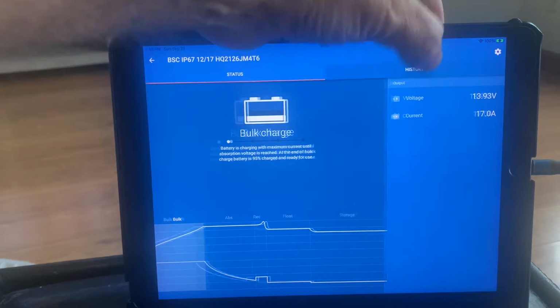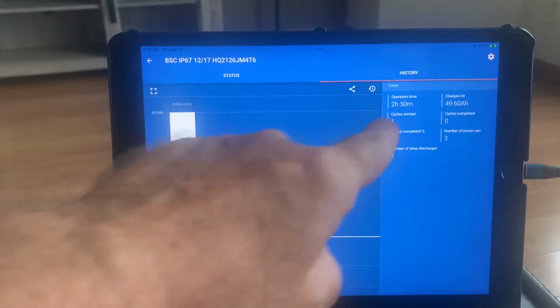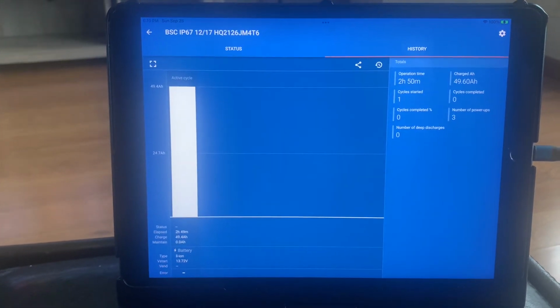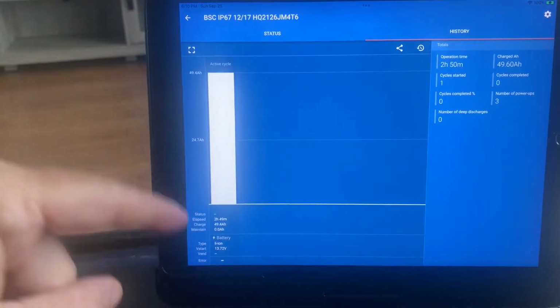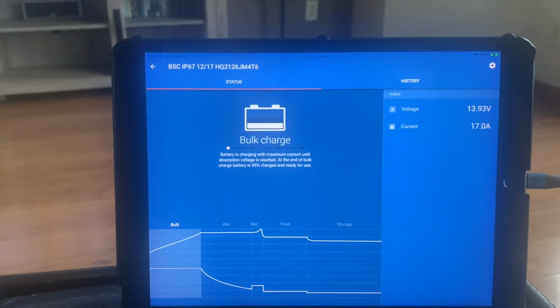And from a history standpoint, where are we? It's able to show me here. We are 2 hours and 50 minutes into this. We've pumped in 49.6 amp hours. And there's a historical reference as to what's going on, how it's determining where it's going to finish up.